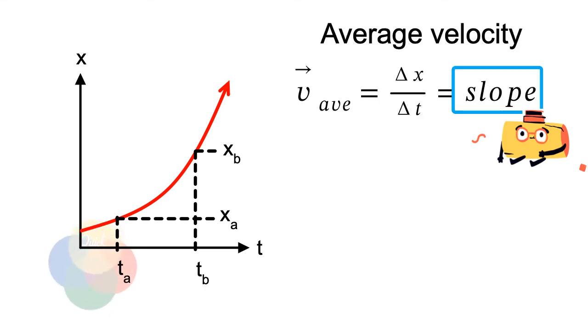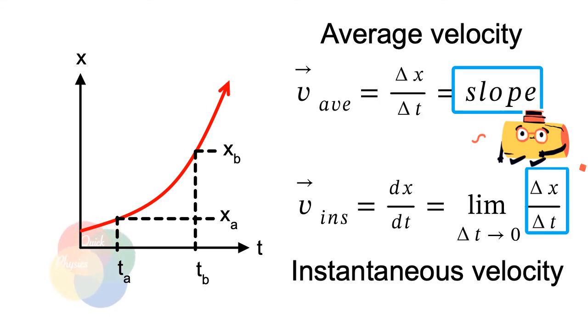Now, if this is the average velocity, the instantaneous velocity is dx/dt. It is also expressed as the limit of delta x over delta t as delta t approaches 0. Simply put, if I want to get the instantaneous velocity at the middle point, I will have to shorten the interval such that the interval is very, very close to the exact point, meaning that the time interval approaches 0. And so the velocity at that specific point is called the instantaneous velocity.